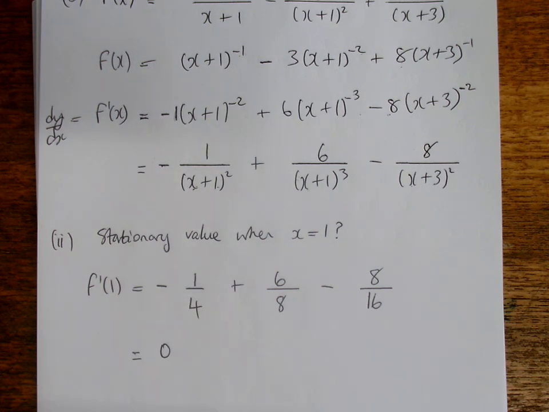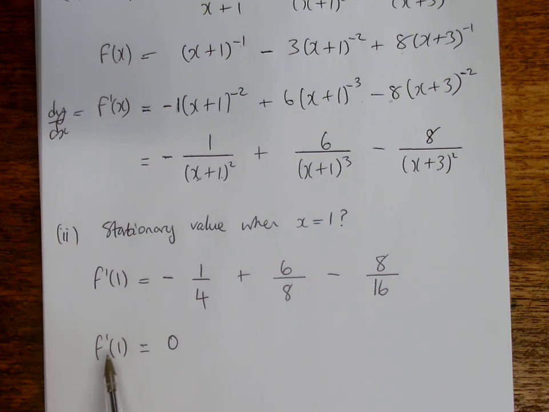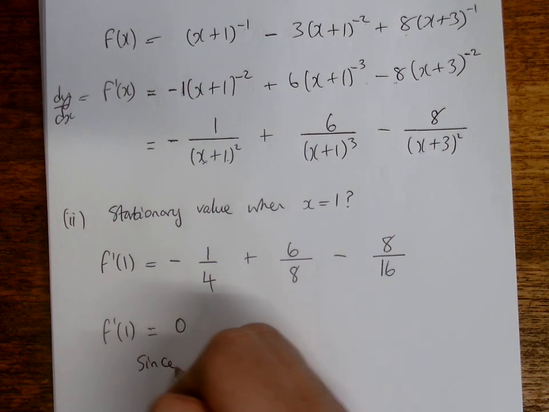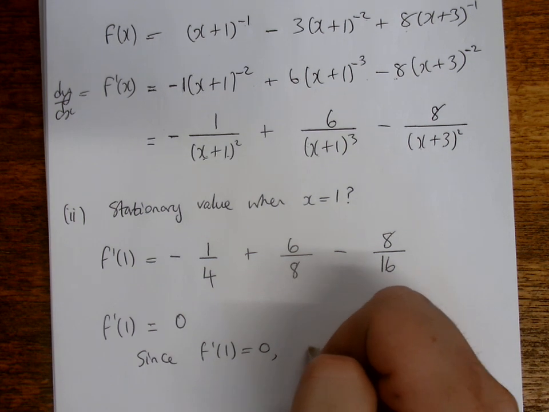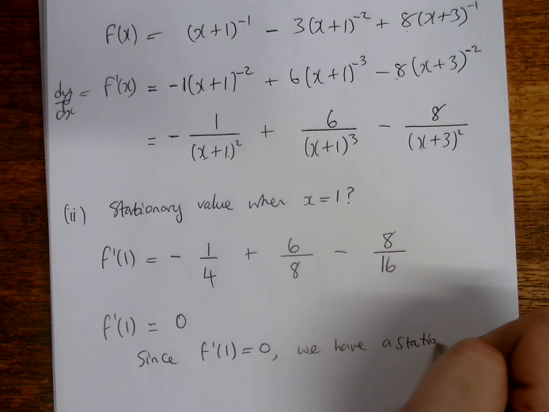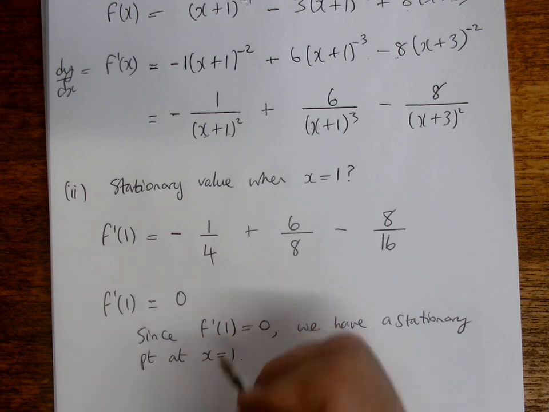It is 0. Remember, dy by dx, or f dash of x, is the gradient, yeah? When the gradient is 0, do you remember it's flat at that point? The tangent. So it's a stationary point, isn't it? It's a turning point. So since f dash of 1 is 0, we have a stationary point at x equals 1.